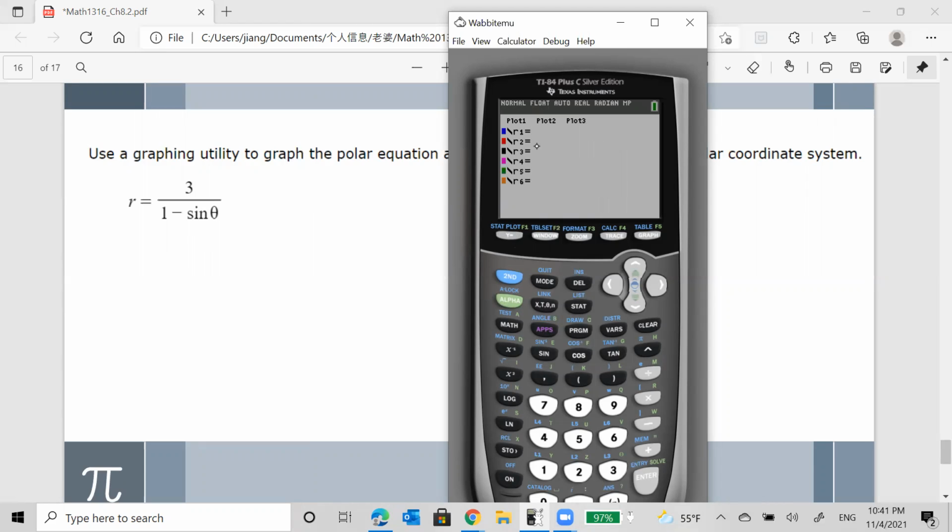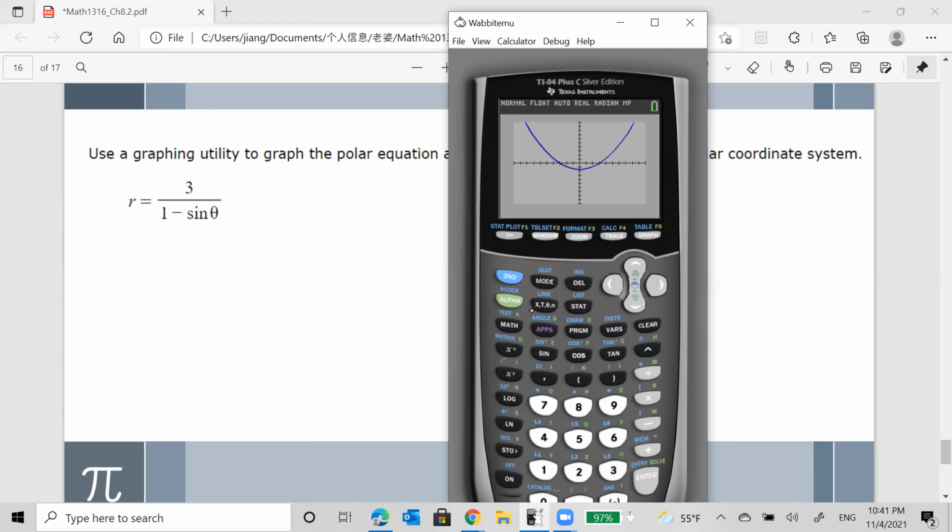Click y. So you see here is r. So r equals 3 divided by, use parentheses, 1 minus sine. Here, click this button for theta. And then close the parentheses, close it again because this parentheses is for the bottom denominator. And then hit graph.